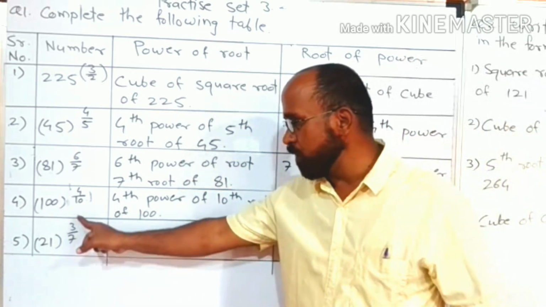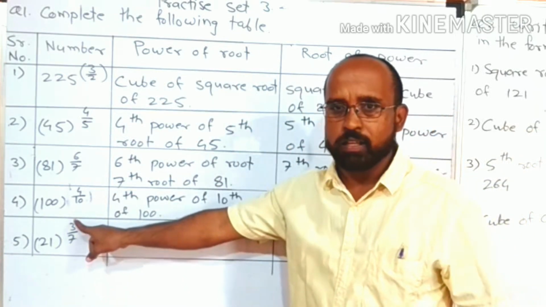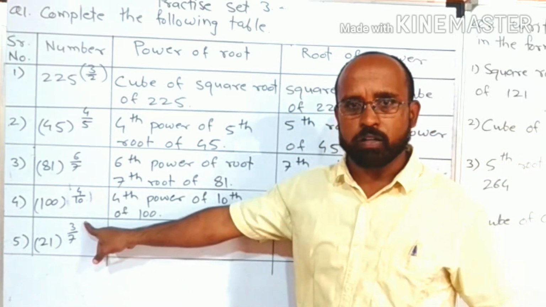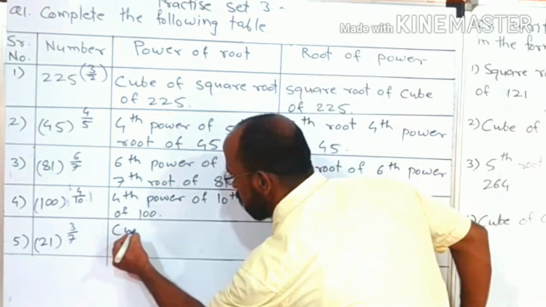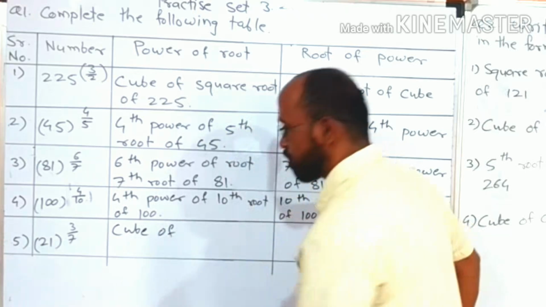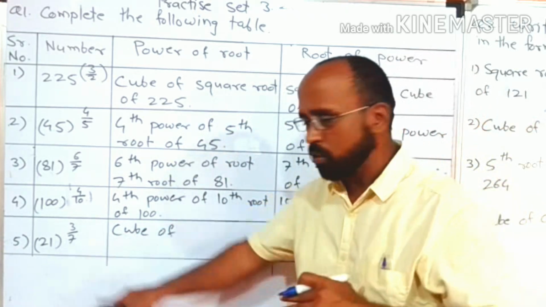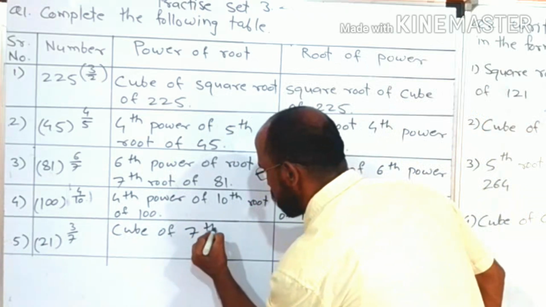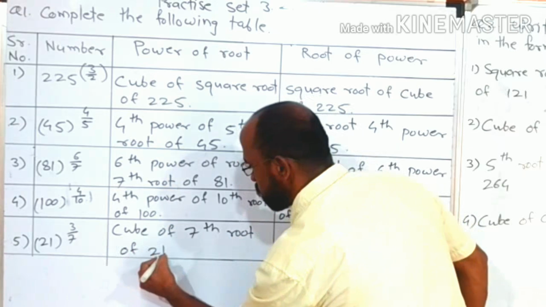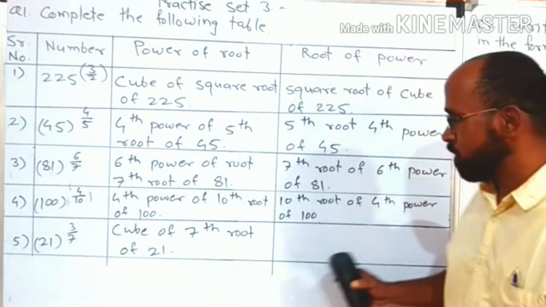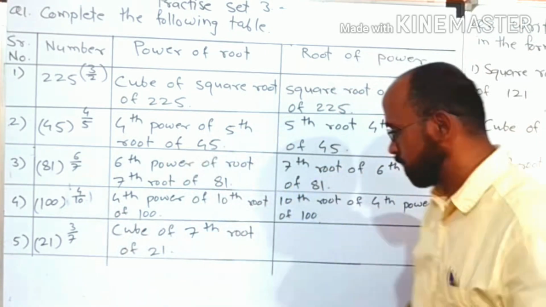Last example, 21 raised to 3 upon 7. Power of root. Among this, which is power? 3. Third power. Can we write it as third power? No, we have to write it as cube. So, cube of root. What is the root? 7. What is the denominator? 7. 7th root of number is 21. Clear? Root of power. Root denominator 7.